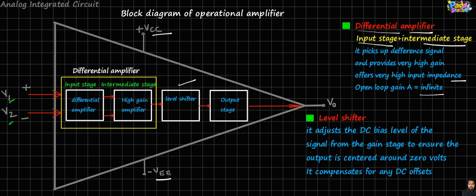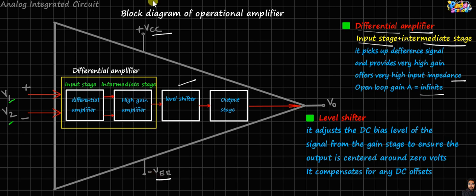Okay, therefore this level shifter is required here, and it adjusts the DC bias level of the signal from the gain stage to ensure the output is centered around 0 volts. Okay, what is the meaning of this? So this is the electronic circuit, and it has some biasings. By adjusting some voltages by using some capacitors and resistor values, the operating point is adjusted in the center, so that we can get the distortionless output. And it is the level shifter which performs this task of maintaining the DC conditions of the circuit.